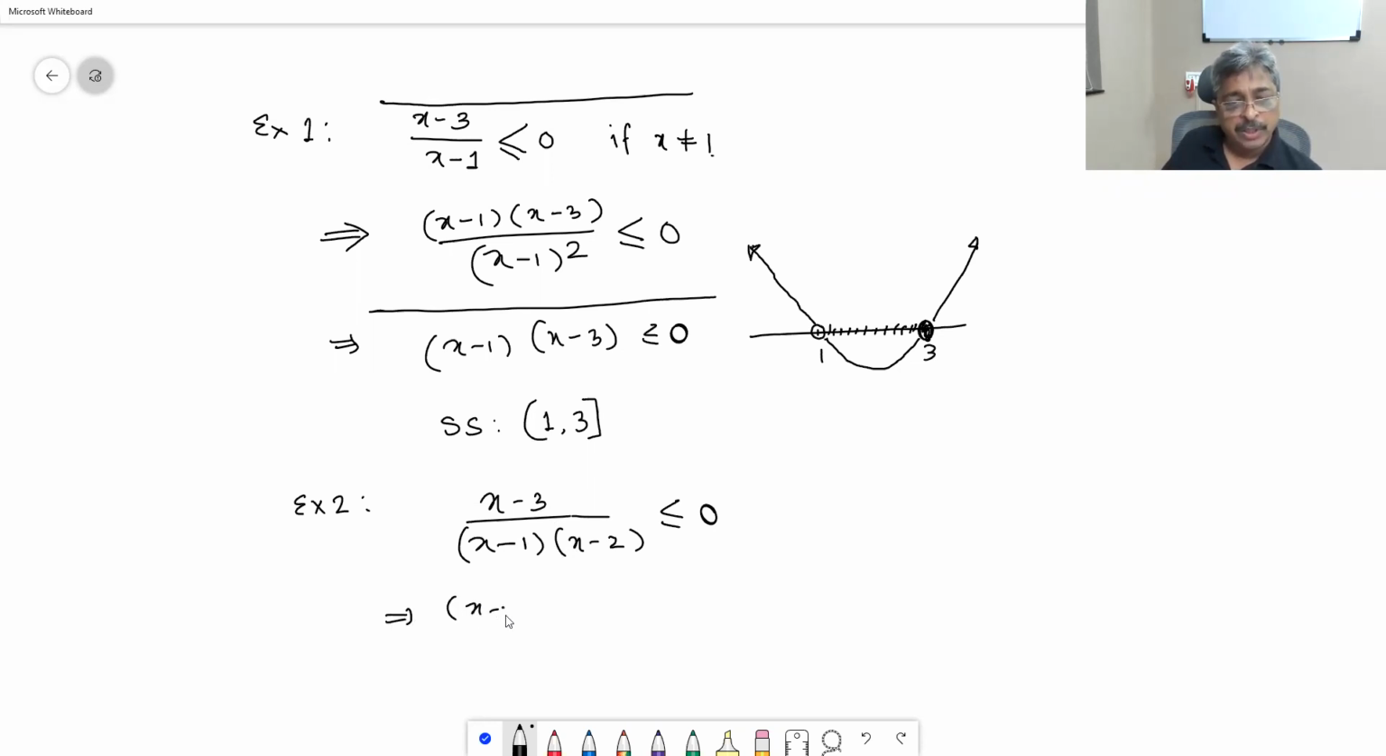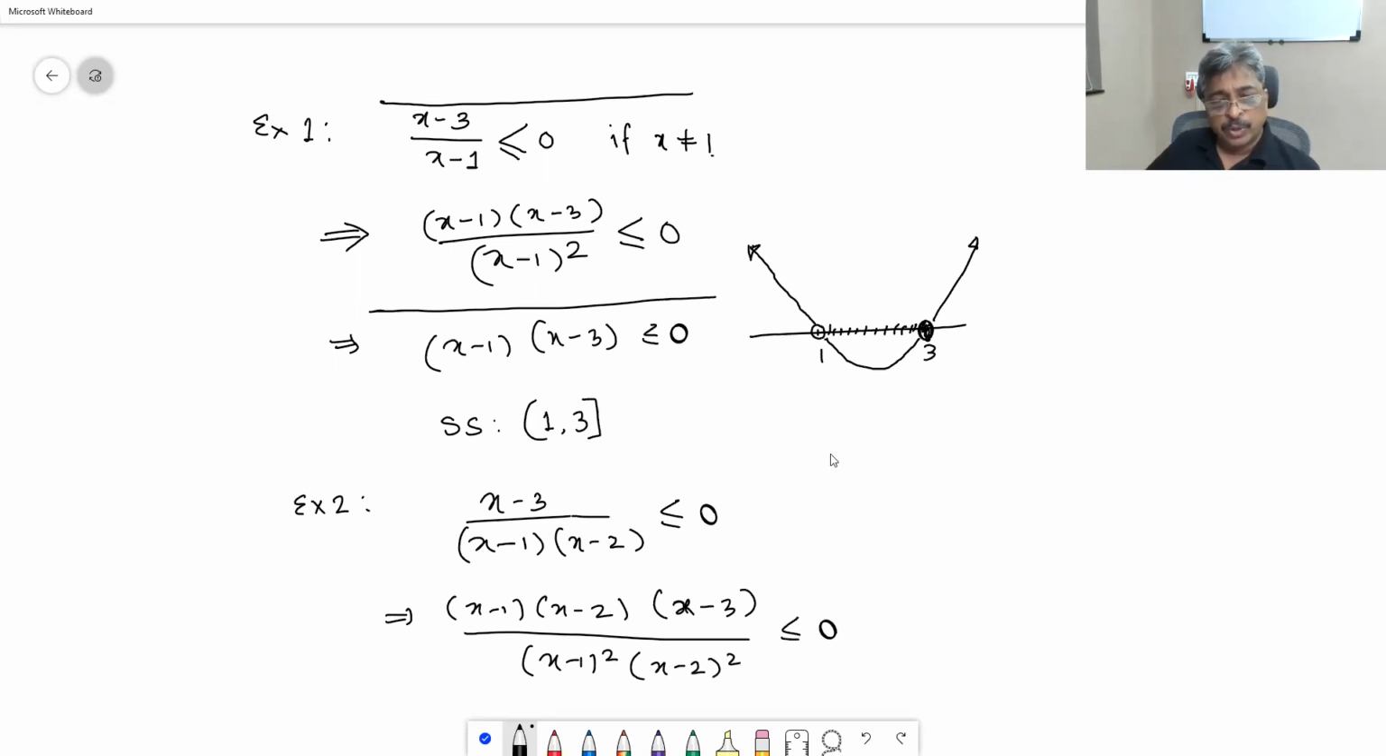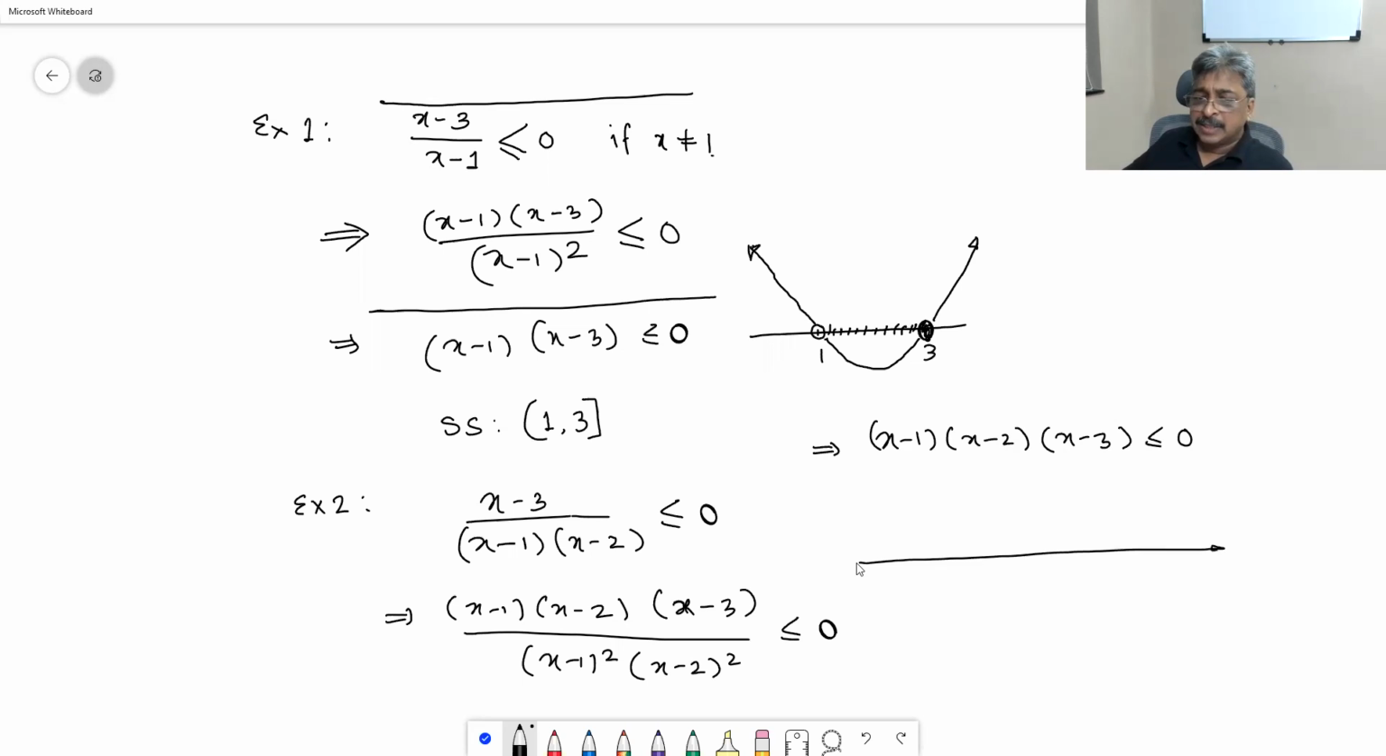Therefore, you get (x minus 1), (x minus 2), (x minus 3) divided by (x minus 1) bracket square into (x minus 2) bracket square, which should be less than or equal to 0. That makes it (x minus 1) into (x minus 2) into (x minus 3) less than or equal to 0, which we have drawn in the last lecture. However, there is a little difference. Again, draw the x-axis and mark the critical points with hollow circles.